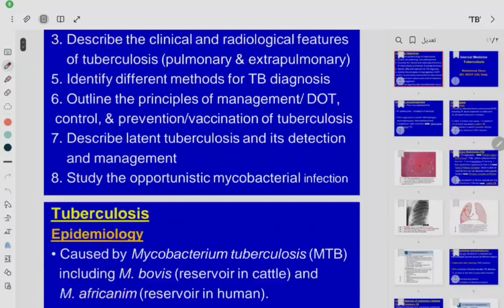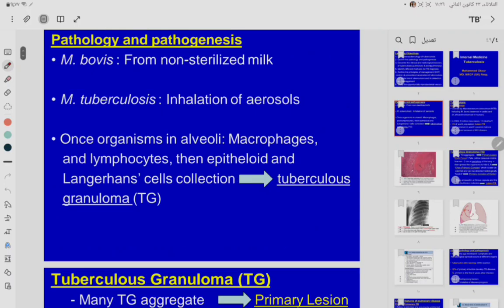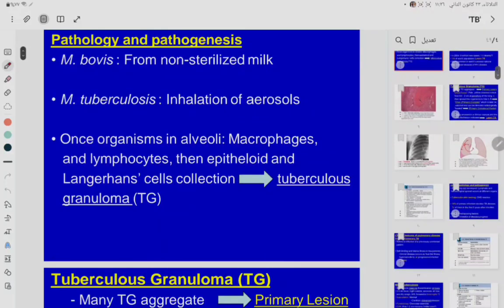Which is from the cattle, and African, the human. In 2004, there were 9 million new cases and 1.5 million deaths per year. One third of the world population has latent TB. It's more common in poorer, lower socioeconomic areas, and is often found coincidentally with HIV, most of the time associated with HIV.